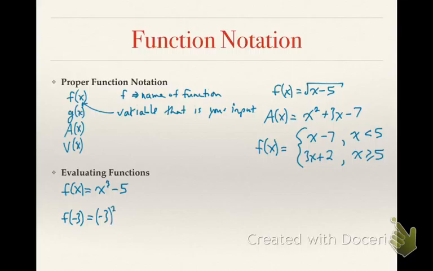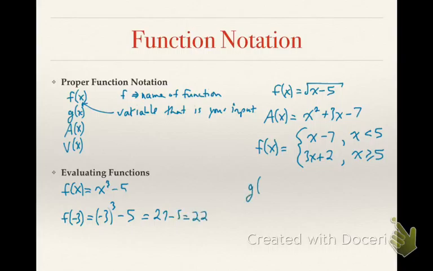Now when you do this, make sure you put parentheses around your input values. Okay, and this will help avoid any kind of calculator mistakes, especially when you're dealing with squaring and raising to the 4th power, any kind of even power or absolute values. You want to make sure you put the parentheses in the right spot. So that would give us negative 27 minus 5, which is negative 32.